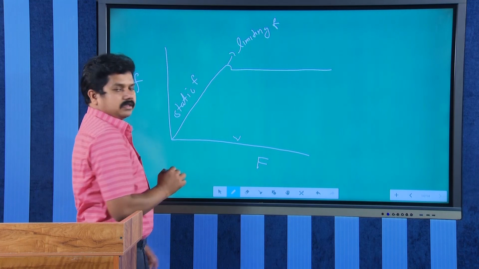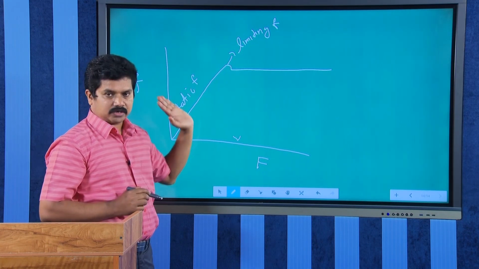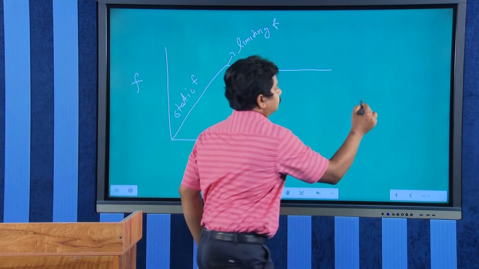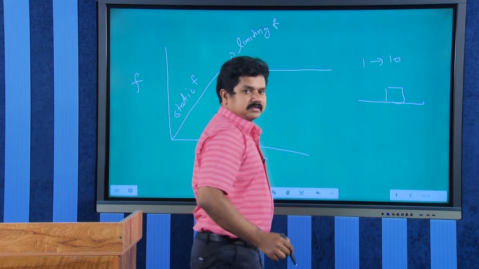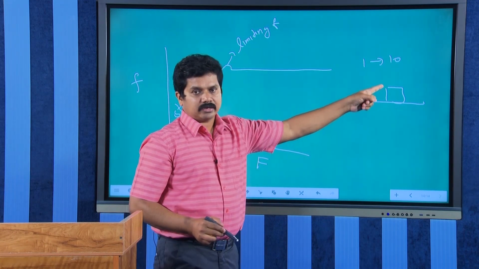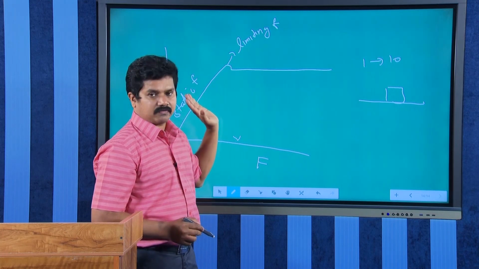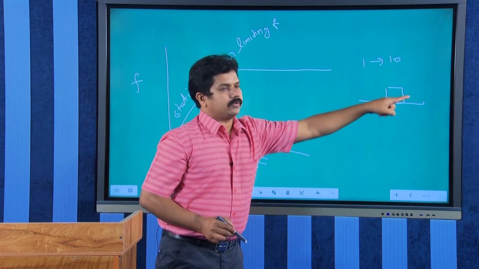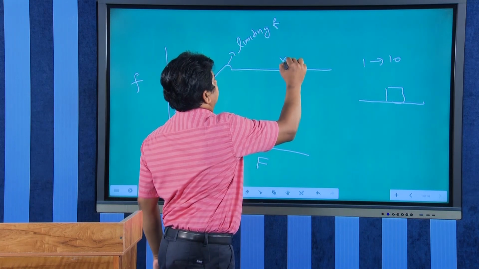Up to this limiting friction, there is no motion at all. In our example, up to 10 Newton, there is no relative motion. That is called static friction. After 10 Newton, the block will move. This is called kinetic friction.